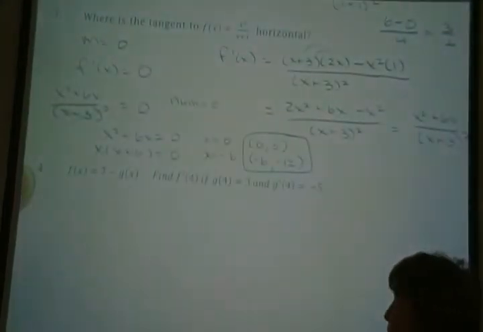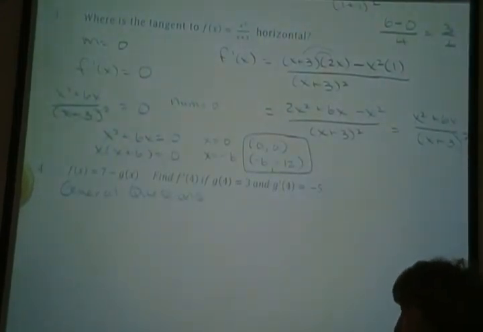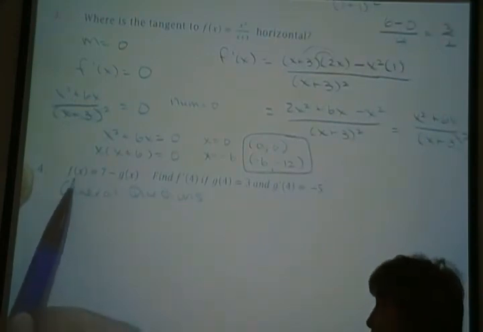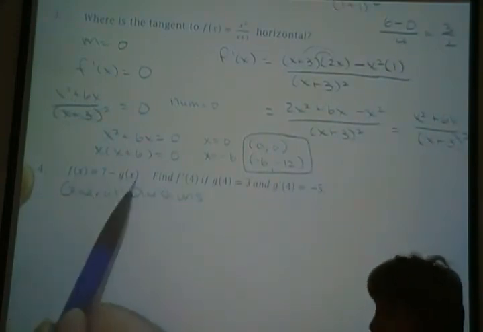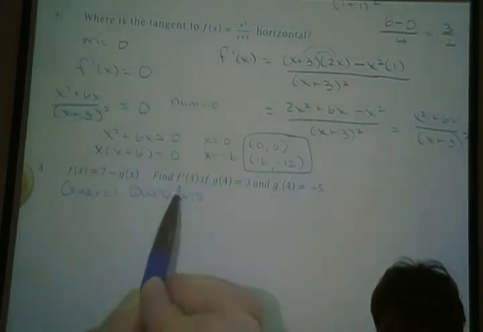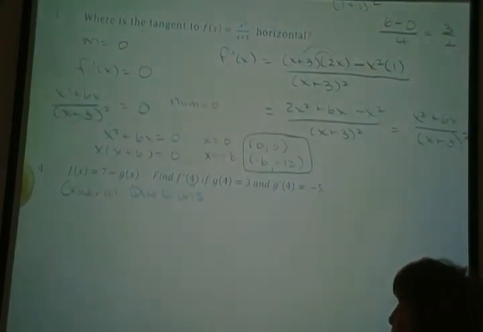Number 4, the beginning of the general questions. These tend to cause some issues, so I wanted to make sure I gave a couple examples. If I tell you that f of x, some function, is always 7 minus another function, and then I ask you for the derivative of the first function when x is 4, that's what f prime of 4 means.